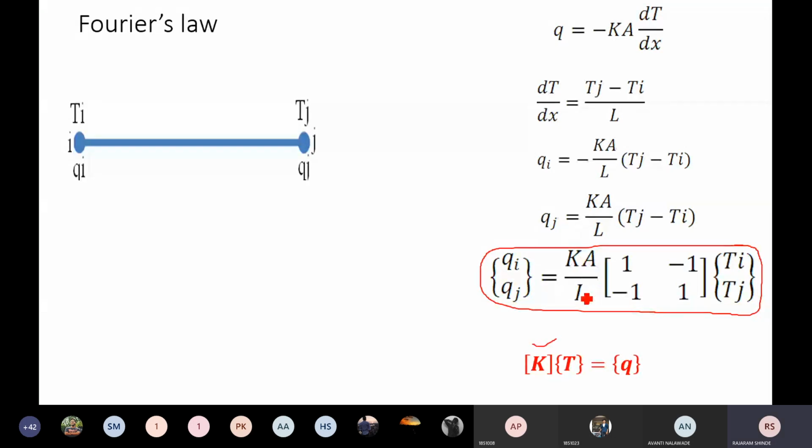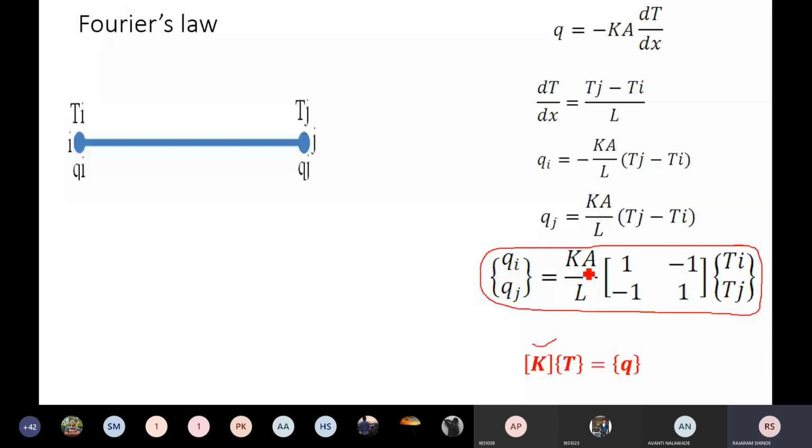AE by L, and that matrix was the stiffness matrix. Here K by L is the conductivity matrix. It is the heat required for unit rise in temperature. Do you agree with this? That is the conductivity matrix, and the conductivity matrix is K by L. Don't mix structural and thermal problems.